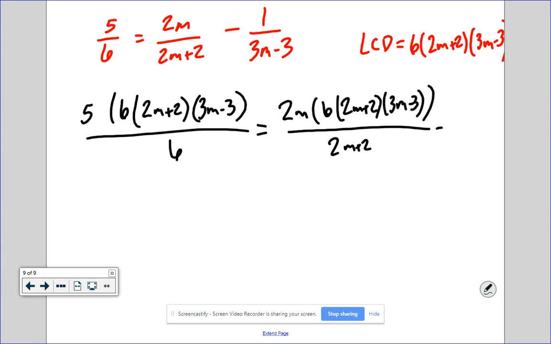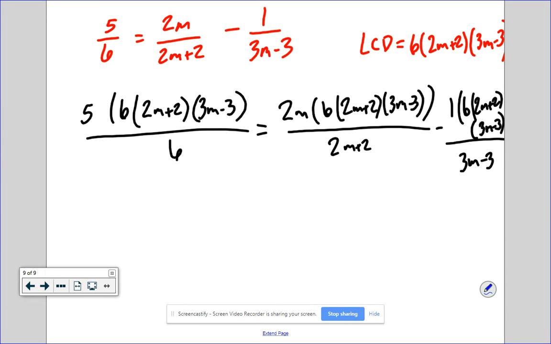Why didn't you just cancel the stuff out right away? Because he likes to write it all down. He likes it, okay. Alright, and then that's over 3m minus 3.